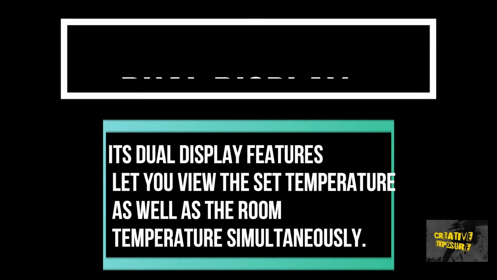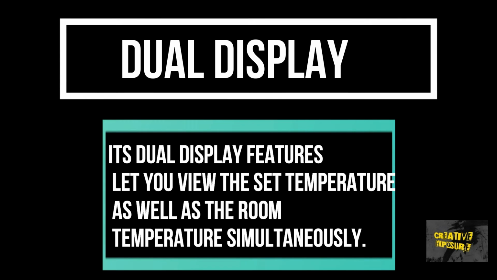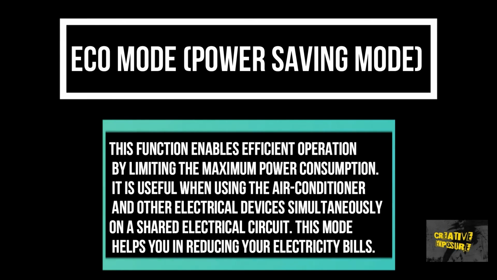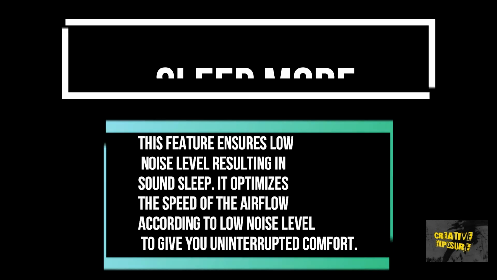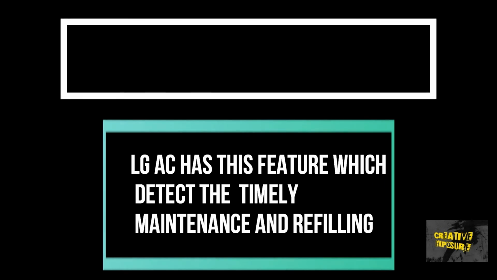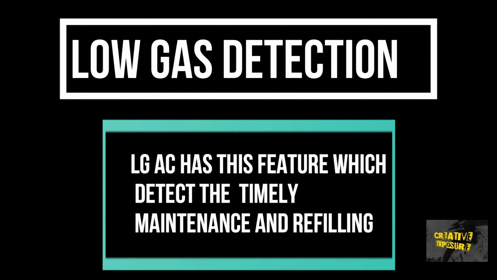Dual display. Some ACs have the dual display feature that lets you view the set temperature as well as the room temperature simultaneously. Eco mode. By choosing this option, you can minimize the electricity bill of your home. Sleep mode. By using this feature, you can sleep quietly without any disturbance. Low gas detection. Some companies have these technologies so that you can easily get to know that you need to refill the gas of the AC.